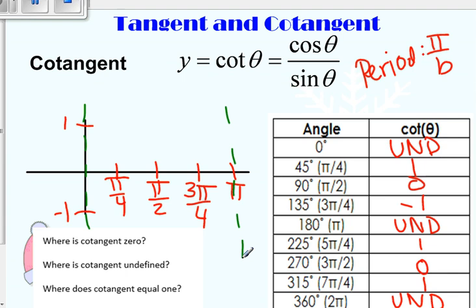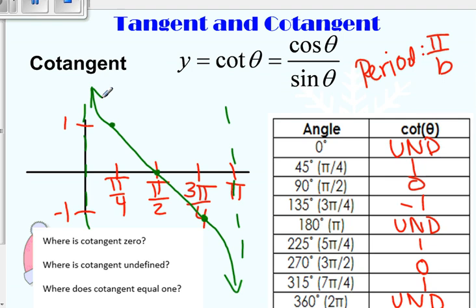At pi over 4, cotangent is at 1. At pi over 2, we're at 0. And at 3 pi over 4, we're at negative 1. So this graph, again, is going to go on forever towards its asymptotes. And if we had looked at tangent on a different period, it would look like this too. Okay, so there is cotangent.